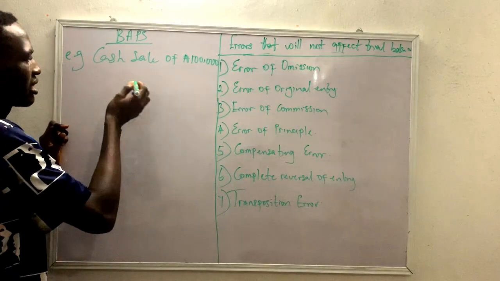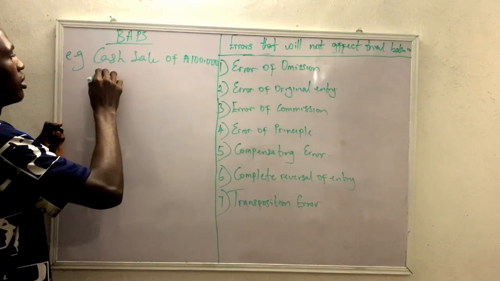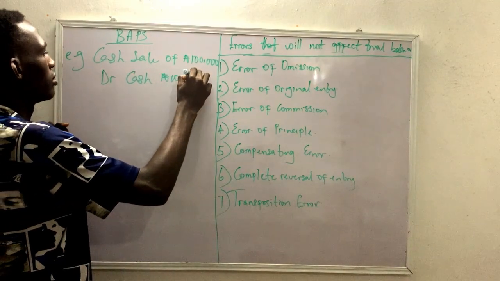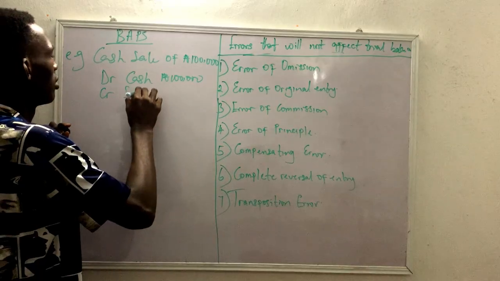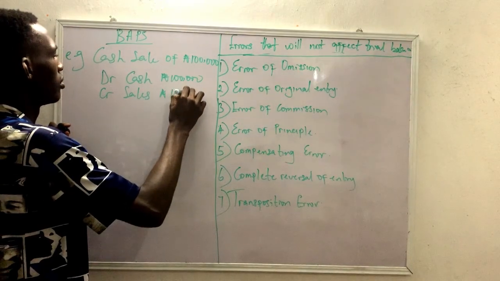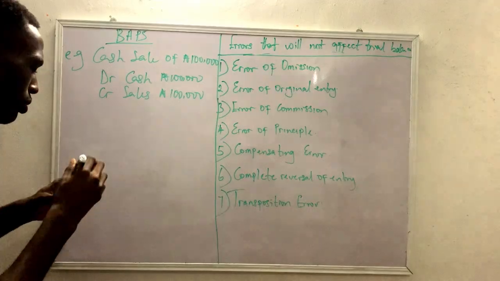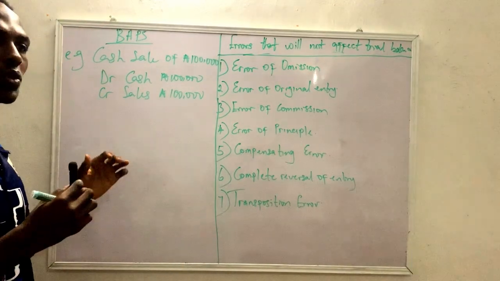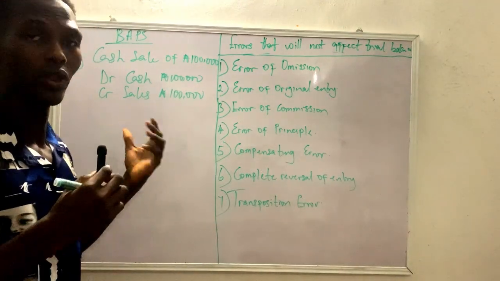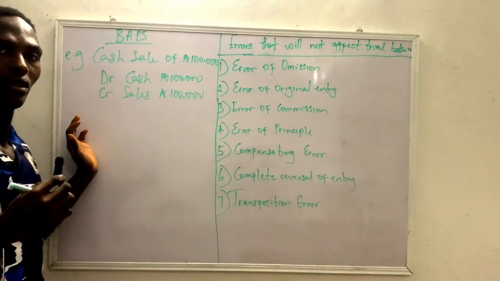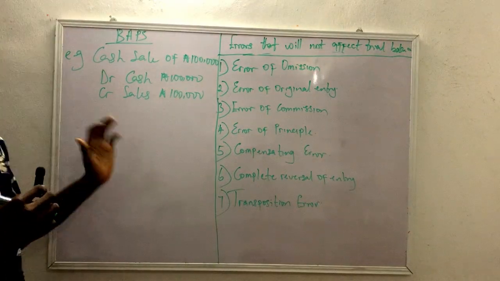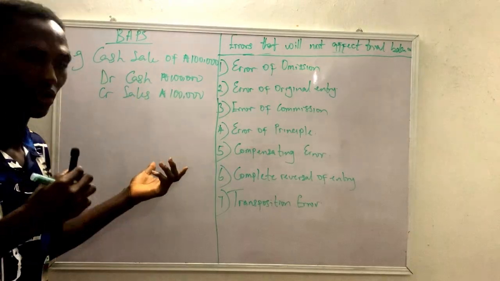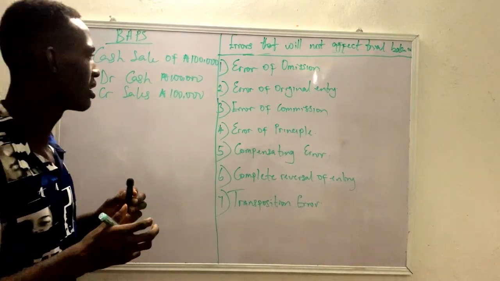So when you have the cash sales, what's the normal double entry? You debit cash 100,000 naira, and you credit sales. This is the simplest error to correct because you just post your normal double entry to correct it, and that's it. So that's all on error of omission. It's just that your transaction is completely omitted, and you correct it by recording it. Now the next is what?